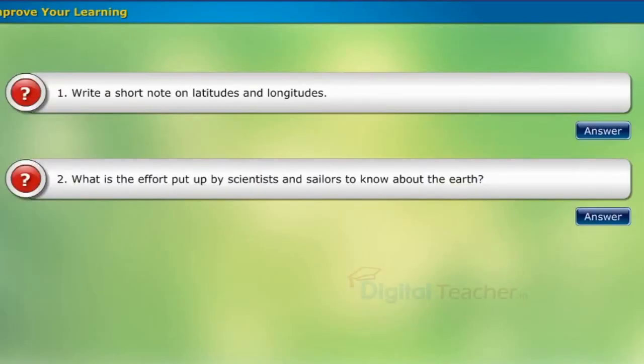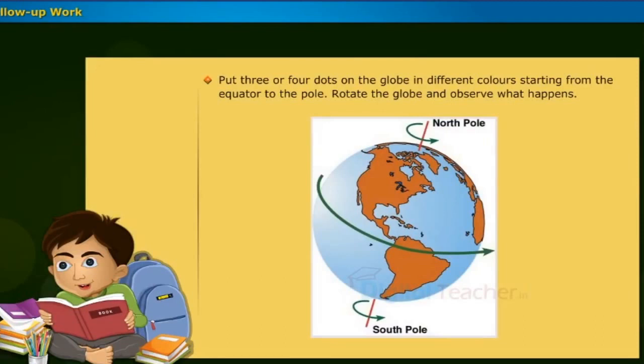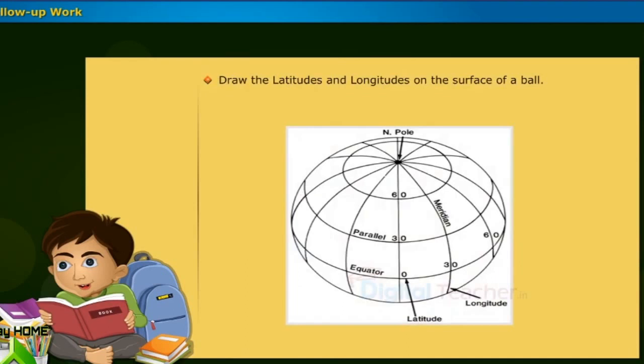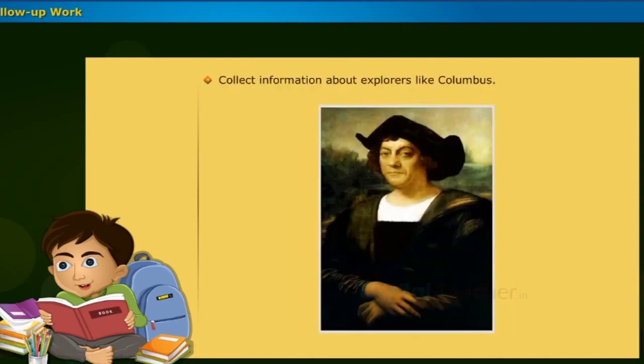Read the question. Follow-up work. Put 3 or 4 dots on the globe in different colors, starting from the equator to the pole. Rotate the globe and observe what happens. Draw the latitude and longitudes on the surface of a ball. Collect information about explorers like Columbus.